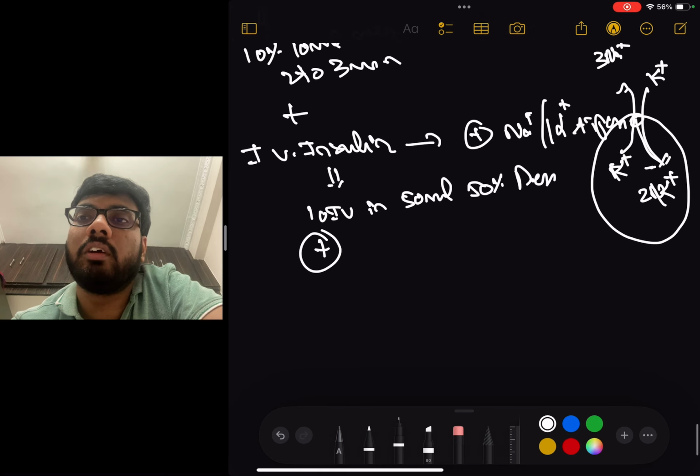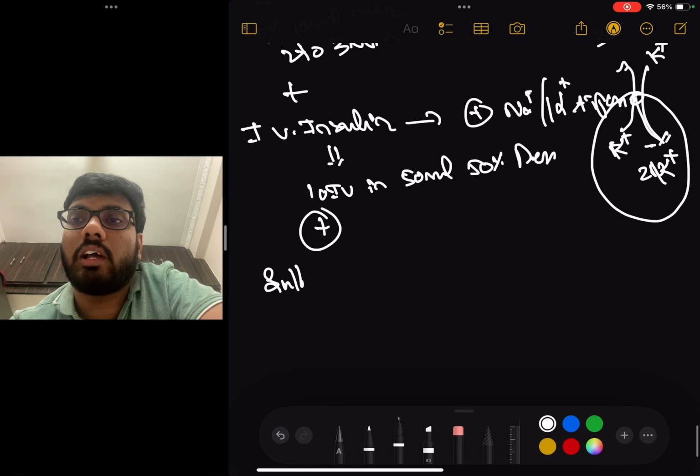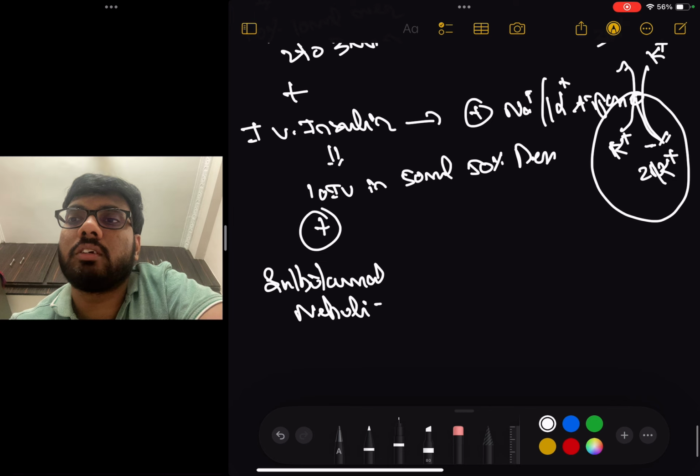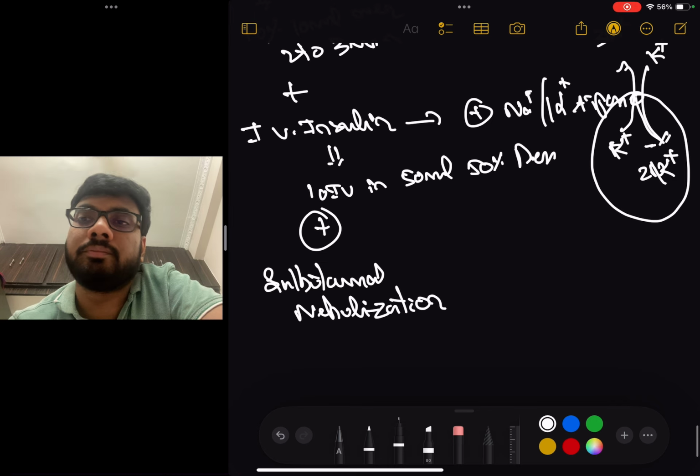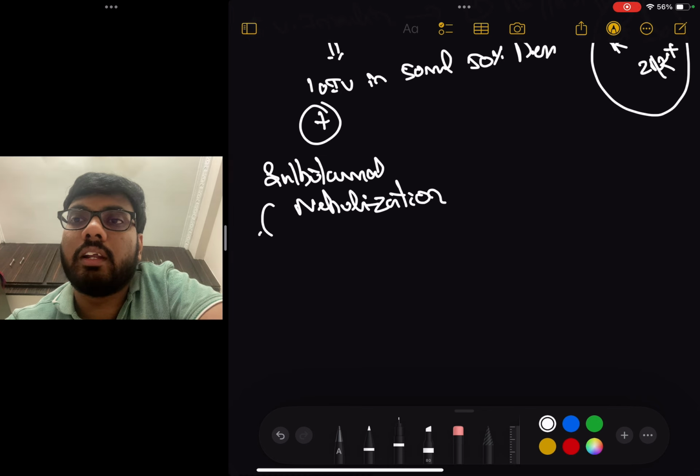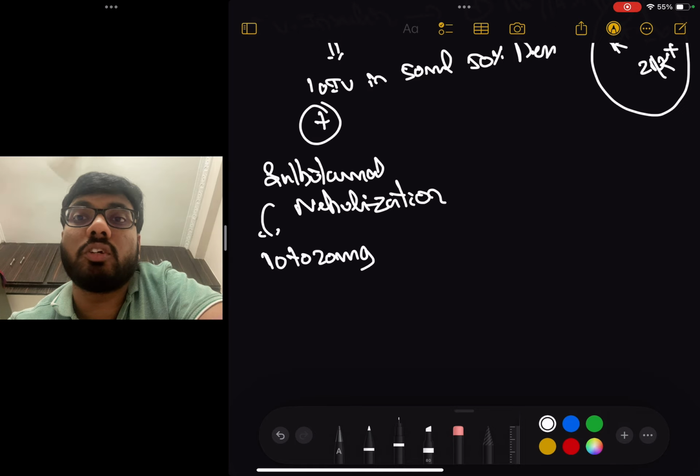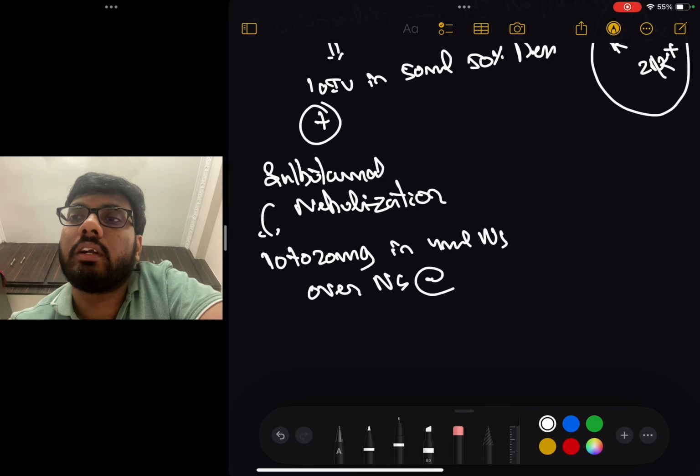Along with that, salbutamol nebulization should be given. Right. How much do we have to give? 10 to 20 mg of salbutamol in 4 ml NS, over 10 minutes we have to give.